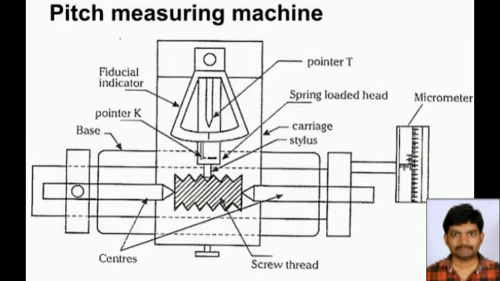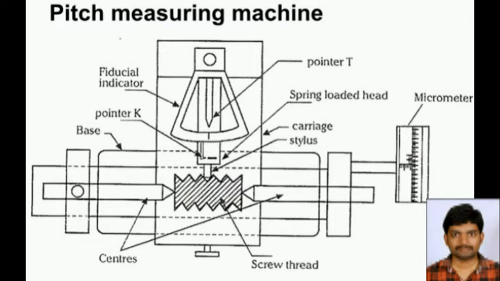A set of styli is supplied along with the machine, along with selection guidelines depending upon the type of thread, the pitch of the thread, etc. So we have to select the appropriate stylus and mount it in the head. Accurate positioning of the stylus between the two flanks is obtained by ensuring that the pointer K is always opposite to its index mark when readings are taken, and the pointer T ensures uniform pressure while measuring.